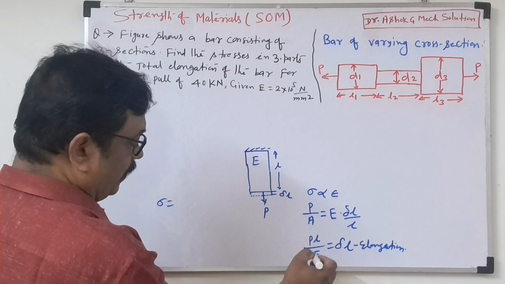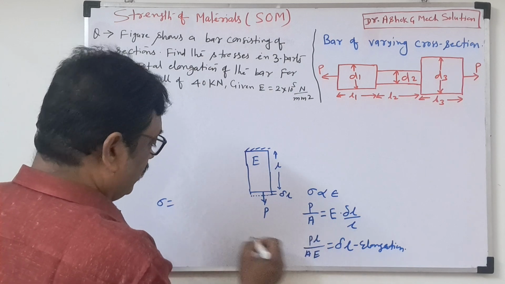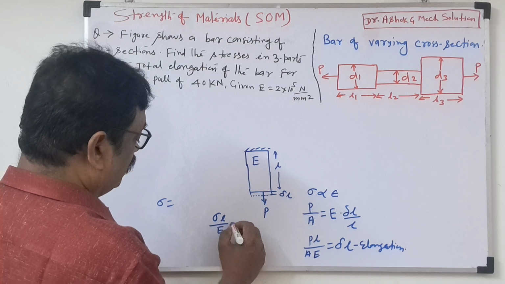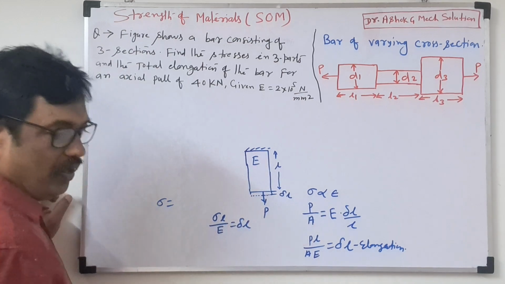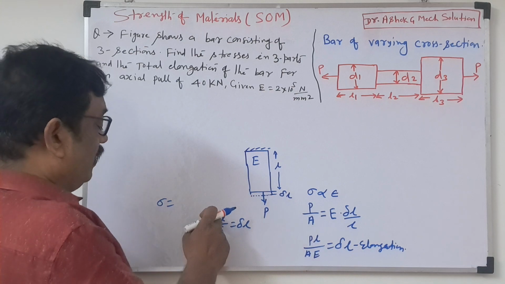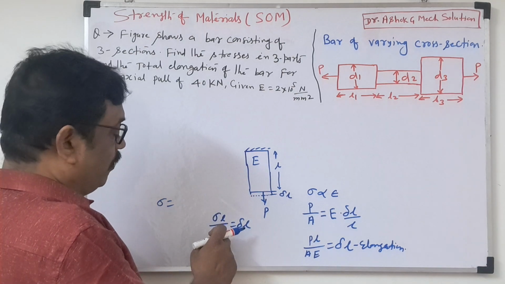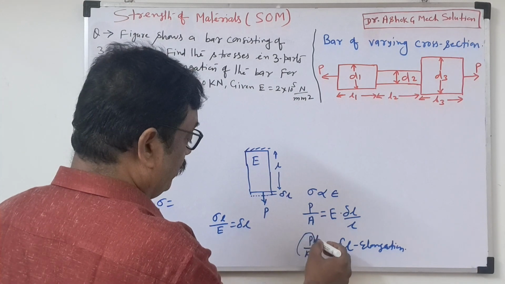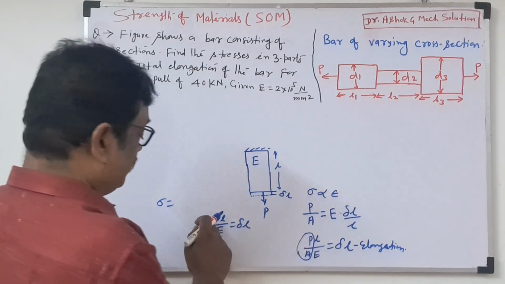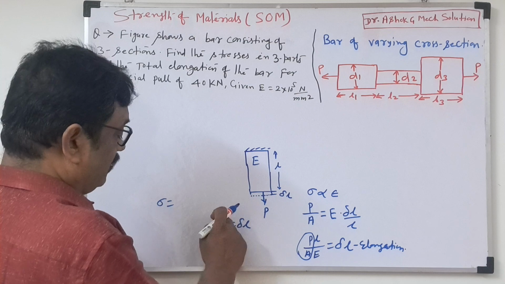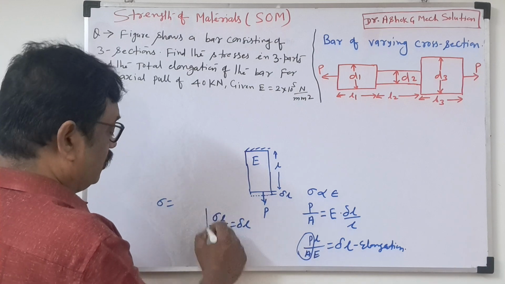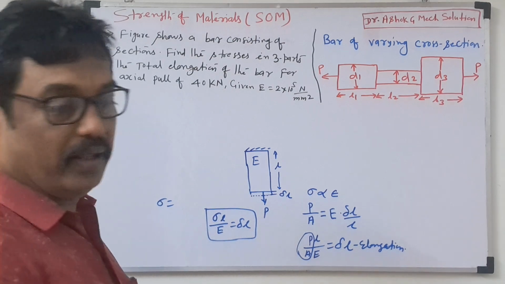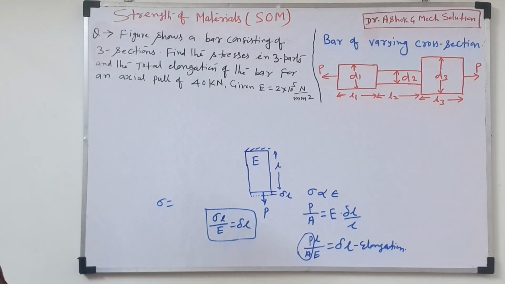Suppose you want to modify it into one more formula. You know stress equals P by A. So P by A you can write as stress, then times L by E. This is also nothing but elongation. Somewhere we will use it like this: stress into length by Young modulus is nothing but elongation. So this is the formula we will utilize here. Based on this formula, we can solve these questions.